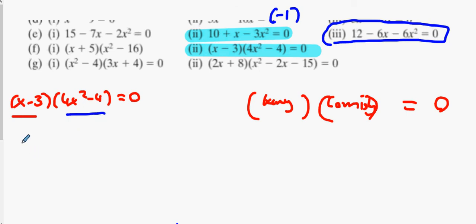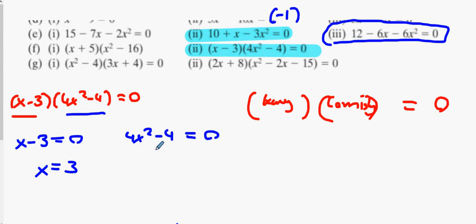So what happens when you blame Kenny? X minus 3 equals 0, x equals 3. Go with that? 4x squared minus 4 equals 0. Anything we can take out? 4 into x squared minus 1. Any idea what you can do here? Difference of 2 squares.